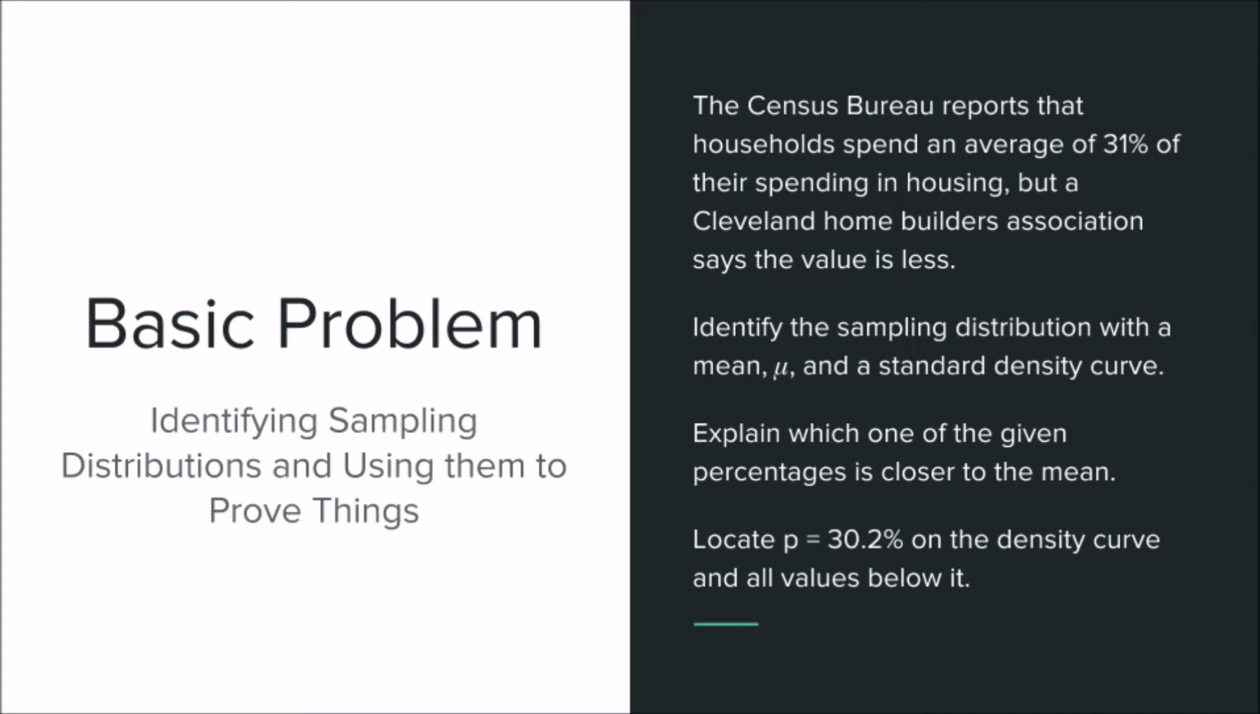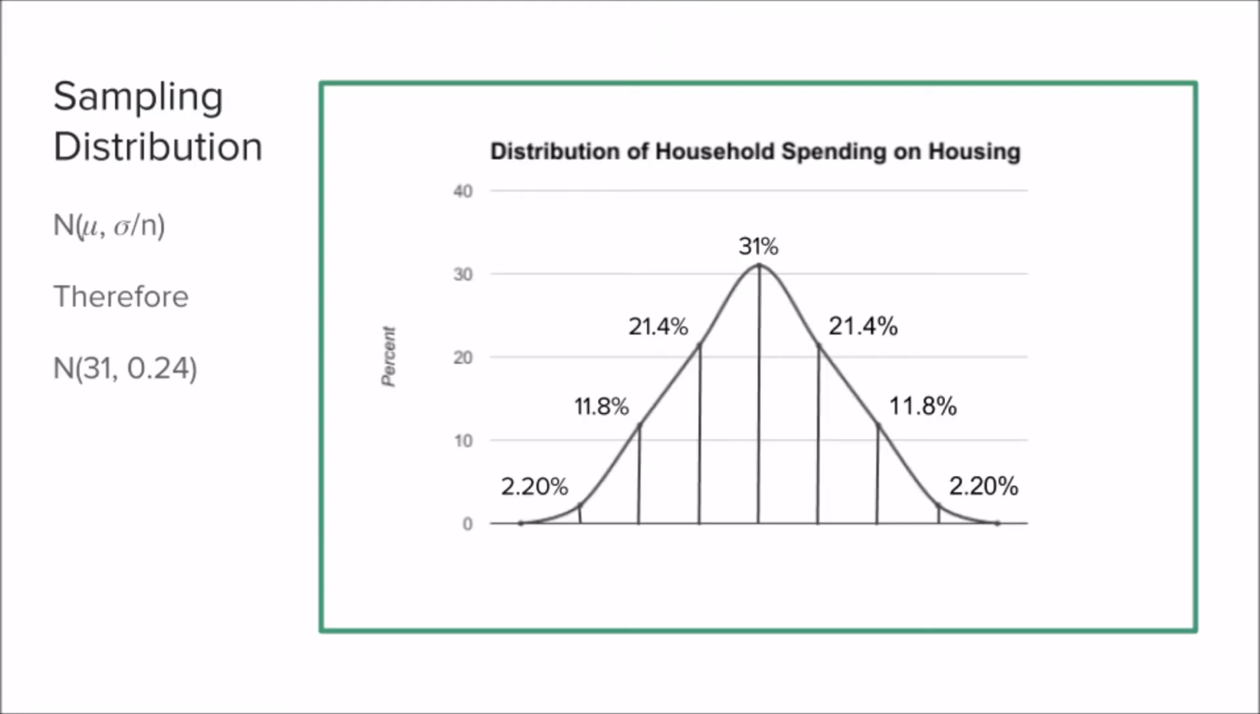We had to identify the sampling distribution with a mean of mu and a standard density curve, and explain which one of the given percentages is closer to the mean. We also had to locate p equals 32.2% on the density curve and all the values below it.